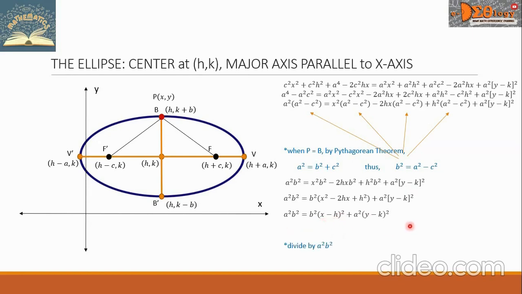From here, we're going to divide the equation by a squared b squared. And if we do that, it would result in an equation that looks like this: 1 equals the square of x minus h over a squared plus the square of y minus k over b squared. Let us rearrange the right side and the left side. So here is now the equation of the ellipse with center at (h, k), and the major axis is parallel to the x-axis.